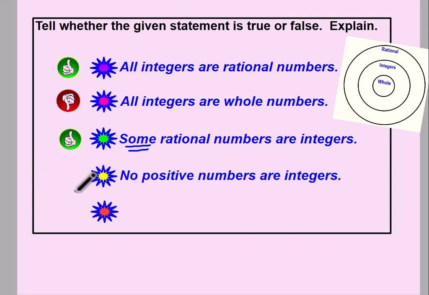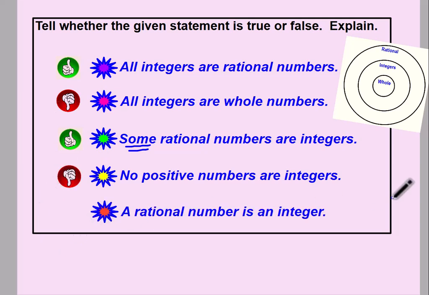No positive numbers are integers. Well, that one's false because we know that the whole numbers are positives and they are part of the integers. And our last statement, a rational number is an integer. So if I pick any rational number, if I pick 1/4, is that an integer? No, that statement is false. To make it true, they could say some rational numbers are integers, but not any rational number.